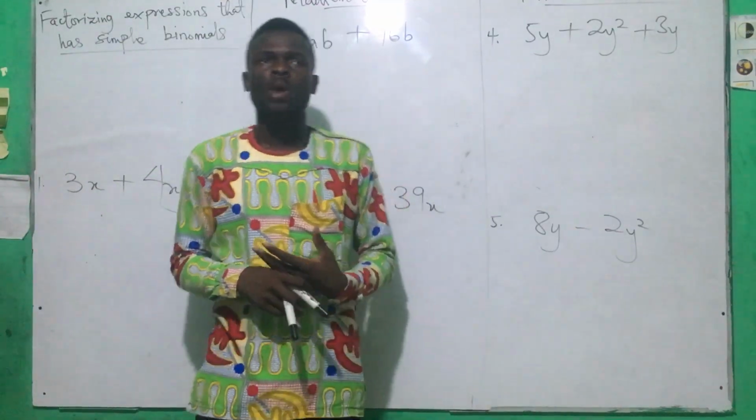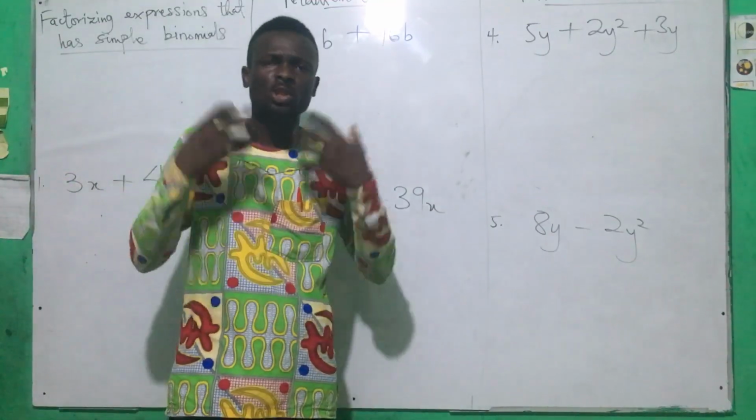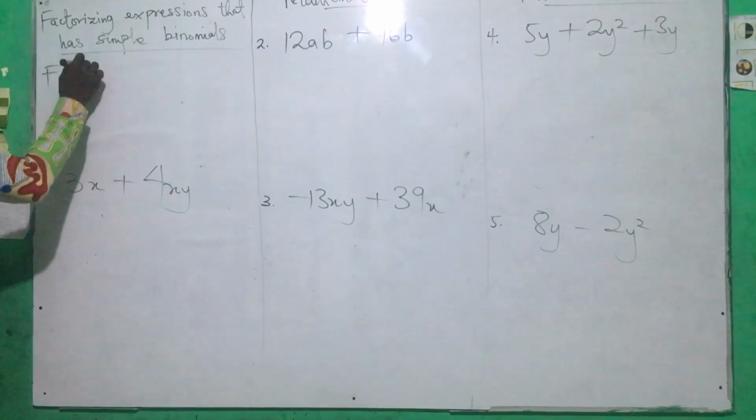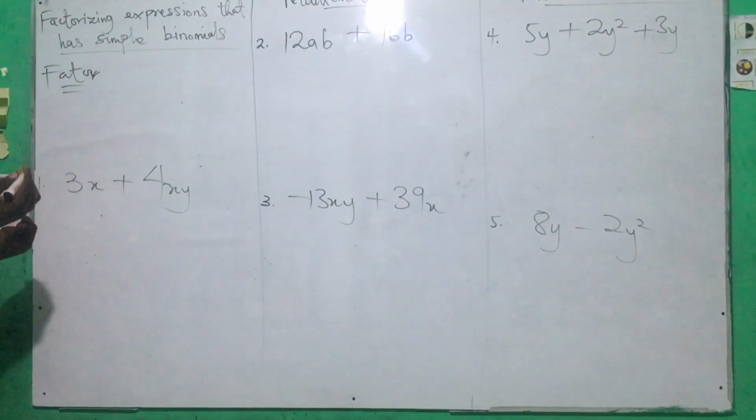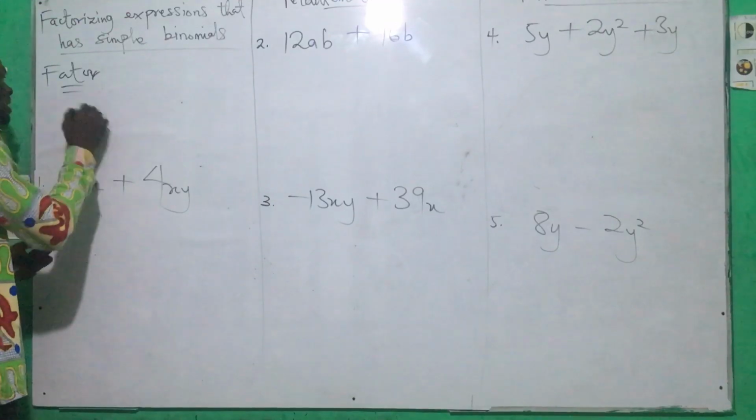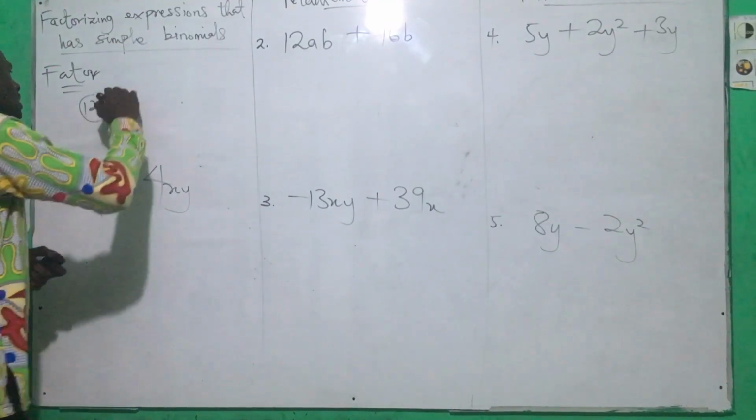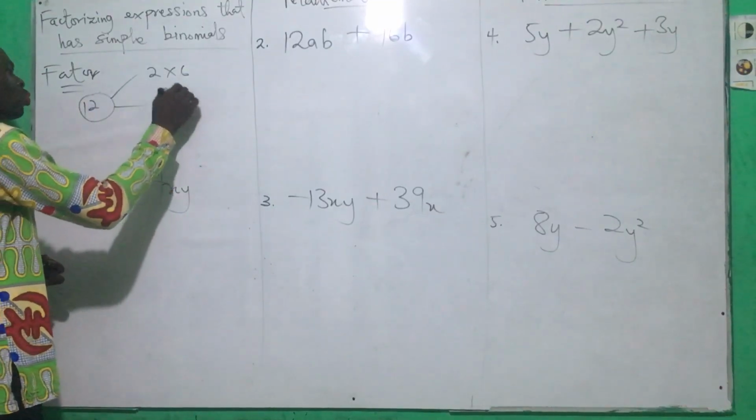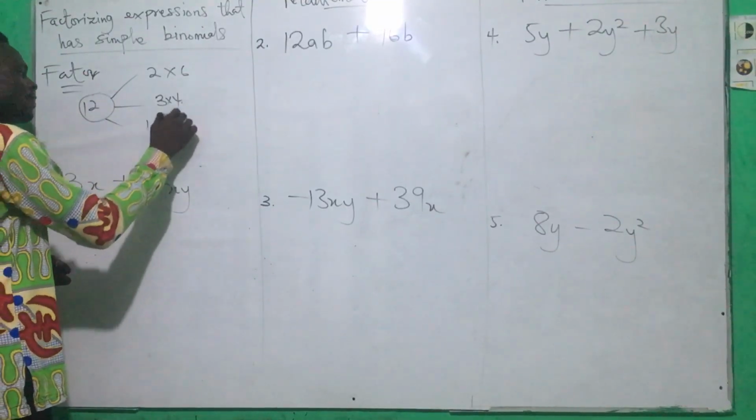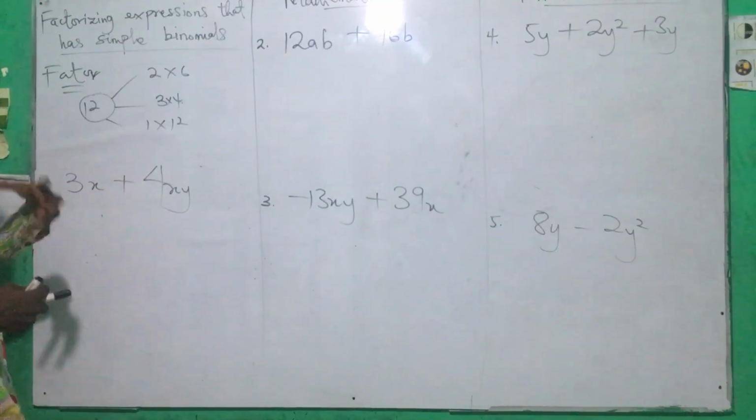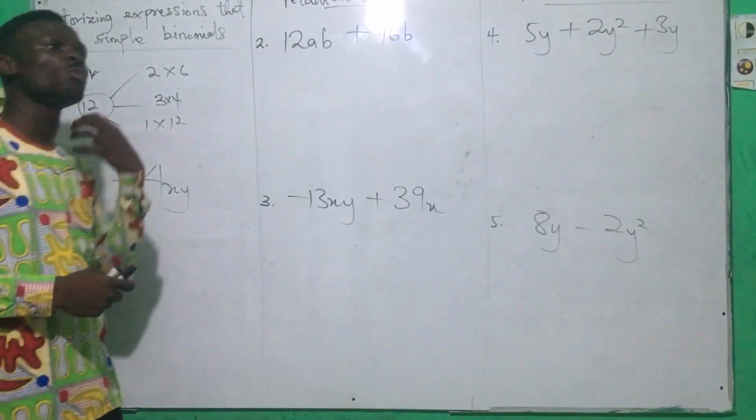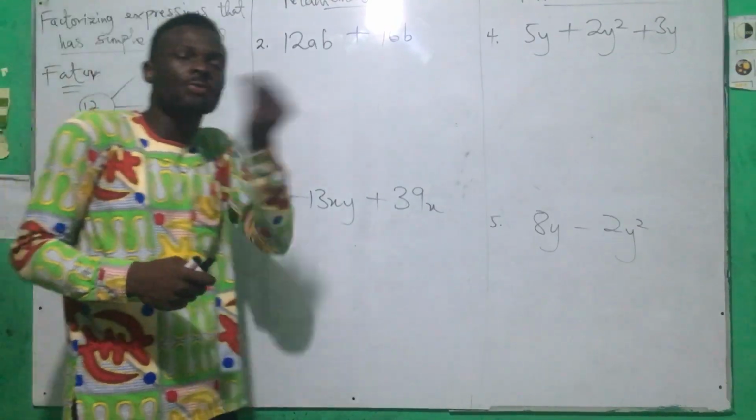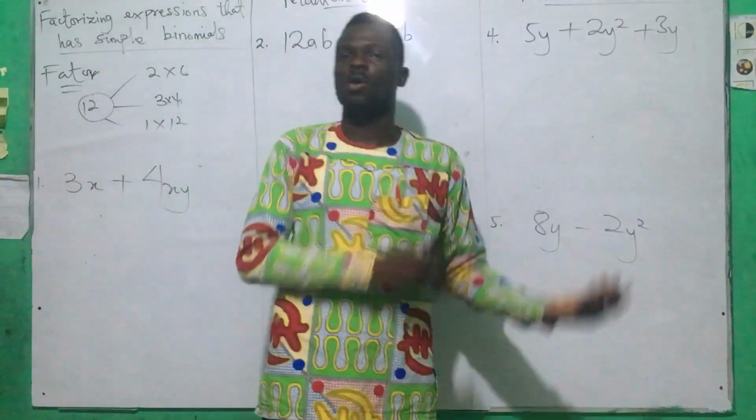First of all, when we say factorize, what should come to mind? Factorize is from the word factor. So if I ask you to list the factors of 12, I will be interested in numbers that, when you multiply, give you 12. So these are the factors of 12. Anytime we hear factorization, we are going to take into consideration the common factors of either numbers or variables.